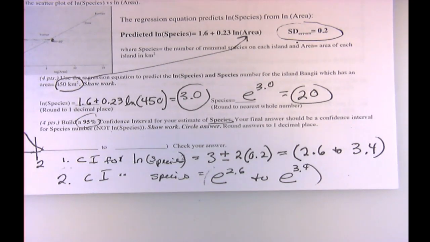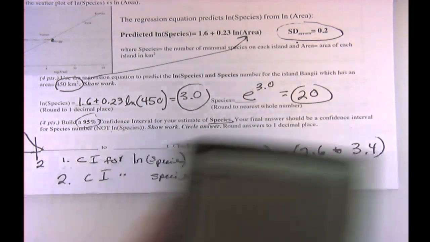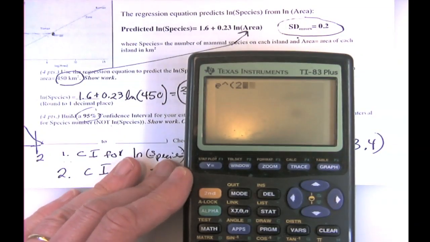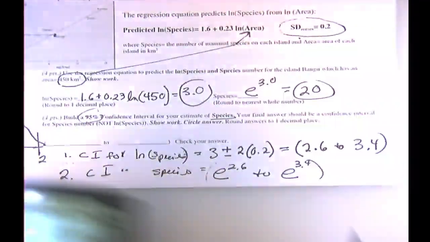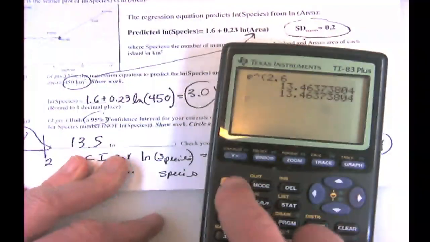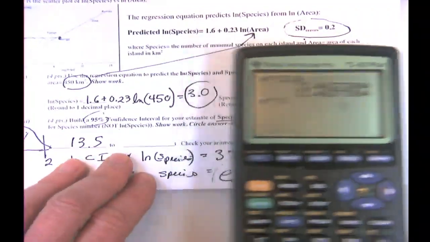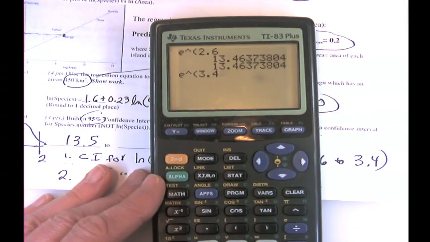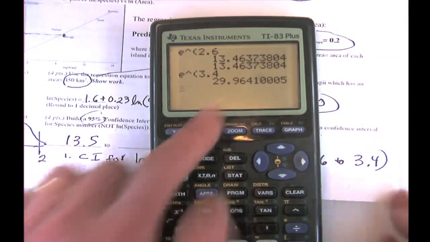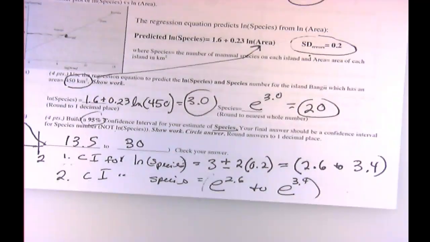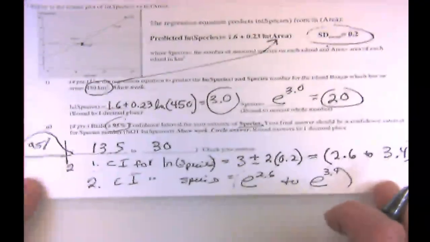Yep. All right, so we'll just do e to the 2.6. So you can round to 13.5. Is that what it said, 1 decimal place? And then e to the what? 3.4. And that'll be 30. We'll round to 1 decimal place, and it's 30. So that's our answer. Questions?